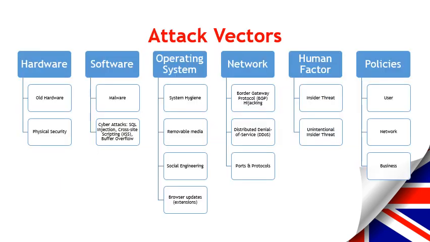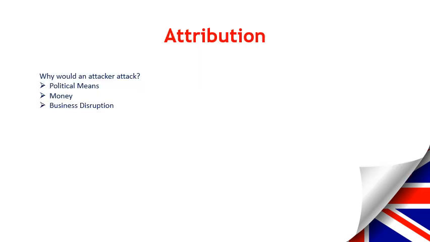Attacks on the system can come from multiple vectors, such as hardware, software, operating system, network, human factor, and policies. As you can see on the slide, there are multiple branches from the top level attack vectors that will be covered in the following slides. But first, we must cover attribution. Attribution helps identify an attacker and their motive. So why would an attacker attack? There are political means, money, and just to cause business disruption.